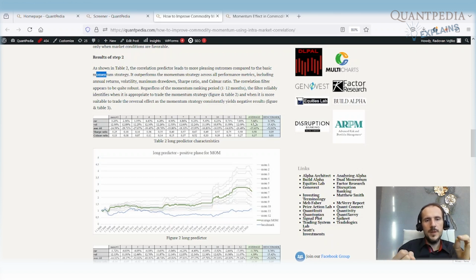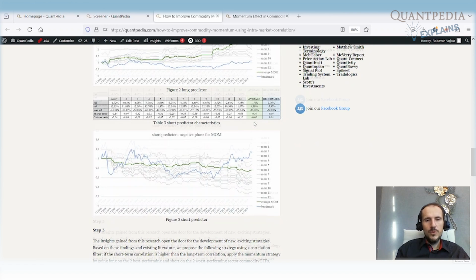We have better performance, lower drawdowns, lower volatility, higher Sharpe ratio, higher Calmar ratio, and it is robust. So it means it doesn't matter if it's 3-month momentum or 9-month momentum or 12-month momentum or whatever. This predictor works very well in all of the time periods. Now, let's take a look at the other side.